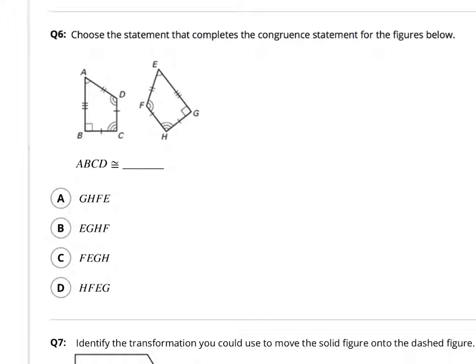Number 6, just like number 5. All right, they're saying A, B, C, D. So pay attention to how they labeled this quadrilateral. Now, how would you label one that is congruent to this one? Okay, look at who they start with, A, B, C, D. Here are your 4 choices down below.